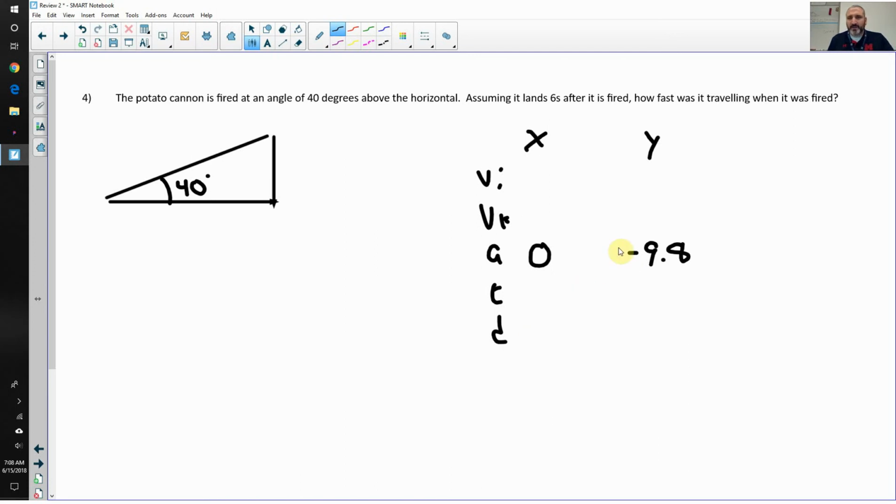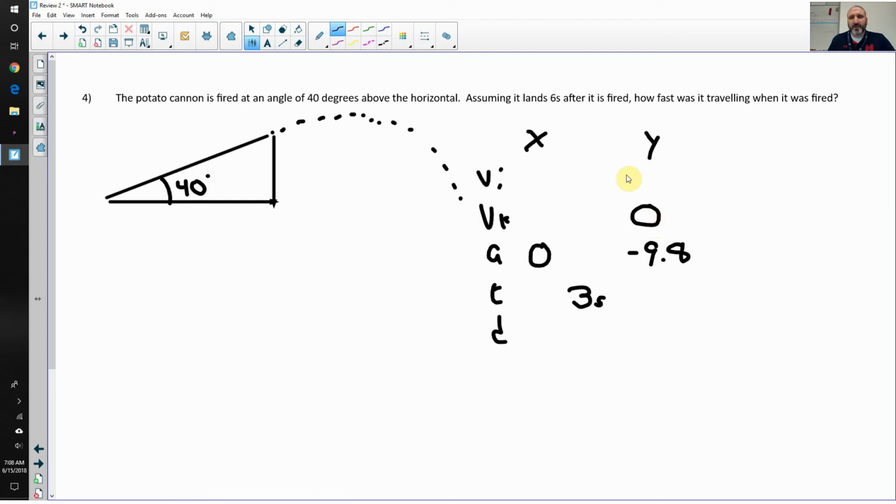What I mean by that is we launch this thing and 6 seconds later it lands. So halfway through the trip is 3 seconds, and after 3 seconds, we know the final velocity in the y dimension is going to be 0, because it's going to go up and then come to a rest in the y dimension. It's going to keep going in the x, but it's going to come to a rest in the y and then start coming back down. I've run out of room, but that's the idea of the trajectory of this thing.